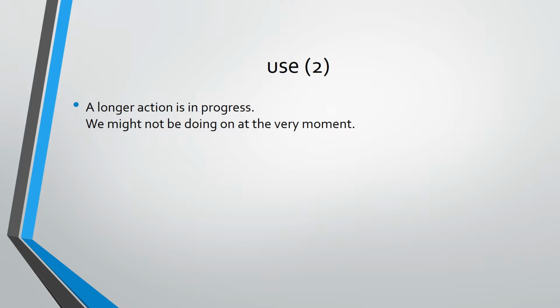Let's have a look at some example sentences. I am studying to become a teacher. So that means that at the moment of speaking, I'm not behind my books for studying, but I'm still studying to become a teacher in a period of 3 years. So that's why we want to use the present continuous.